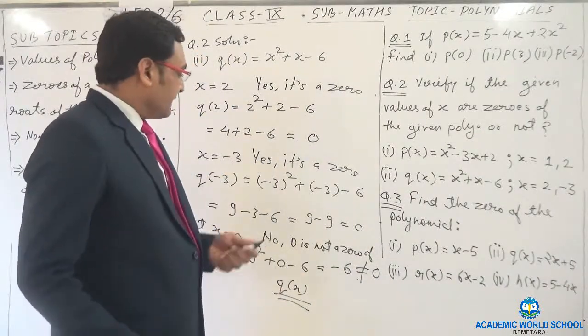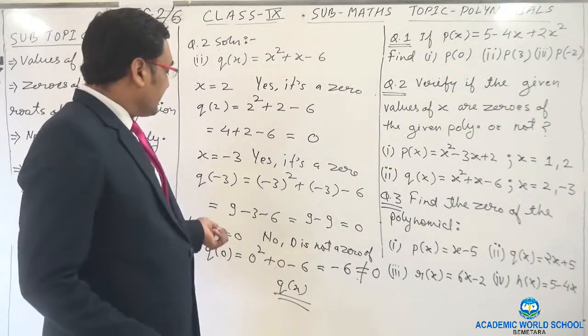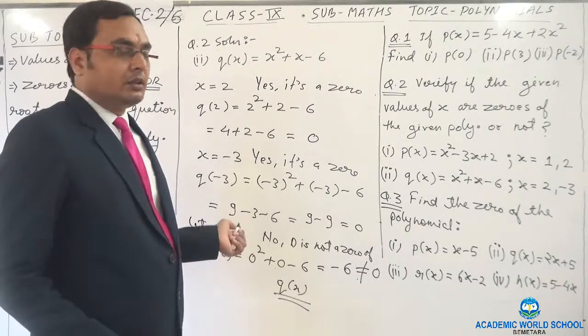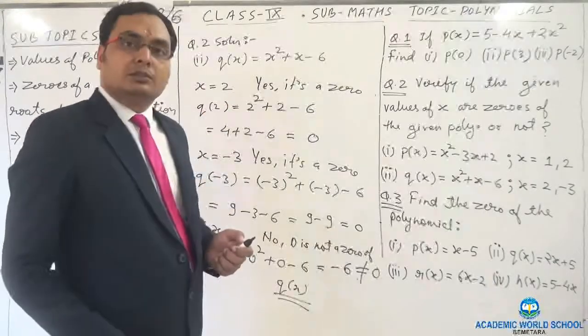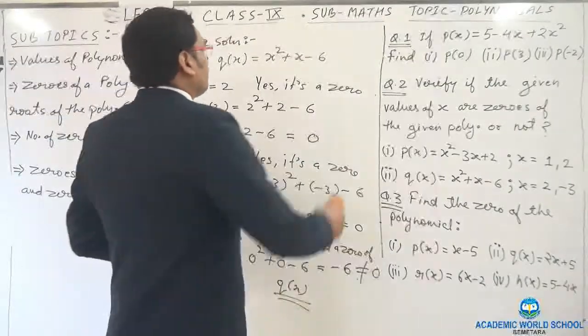So from this example we can understand it is not compulsory that for the value of the variable equal to 0, the value of the polynomial will also be 0. It is not compulsory needed.